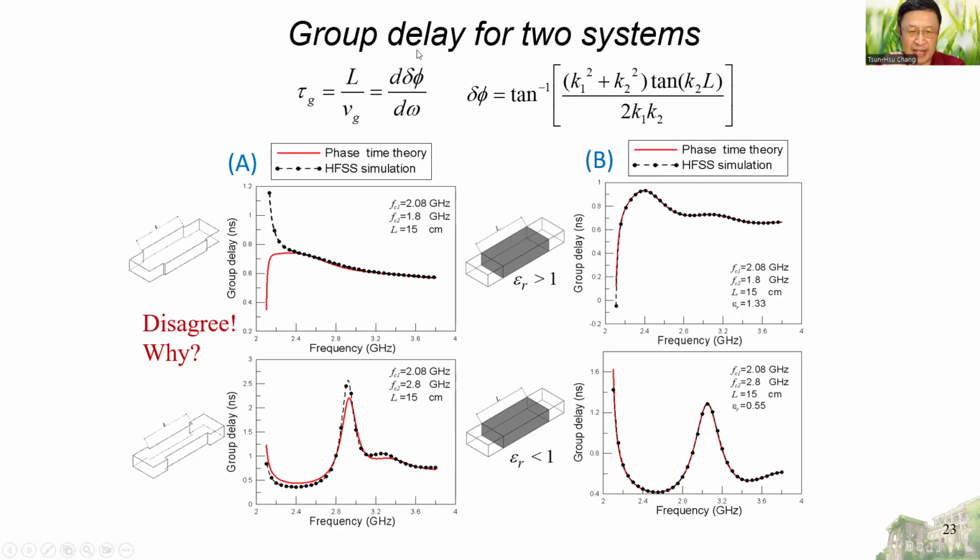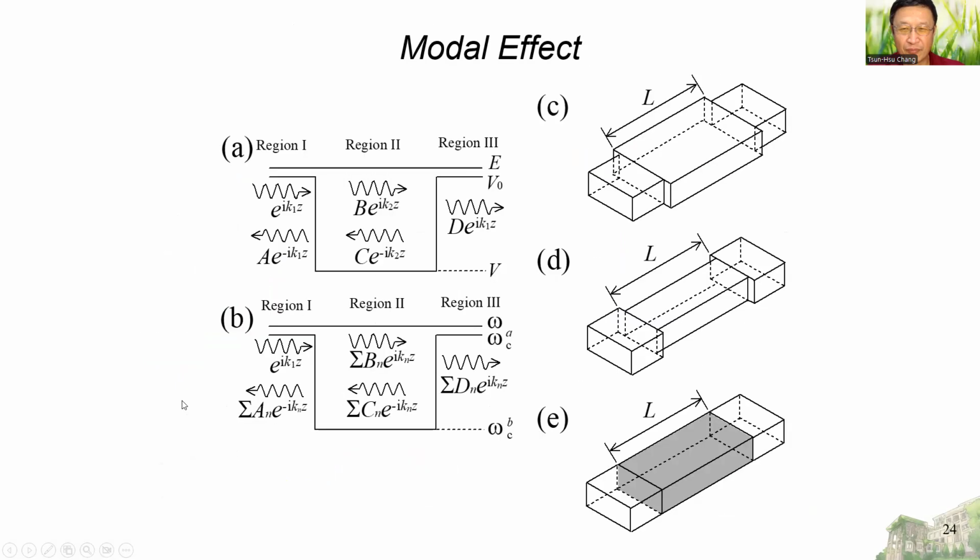Group delay disagrees, that means group velocity disagrees. And for this case, it also disagrees. But for material inserted inside, it agrees very, very well, which means for this case it is just like our expectation before, but for a change in waveguide size, it differs. Okay, so what should we do? What's going on here? We should consider modal effect.